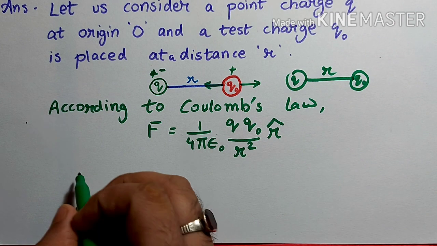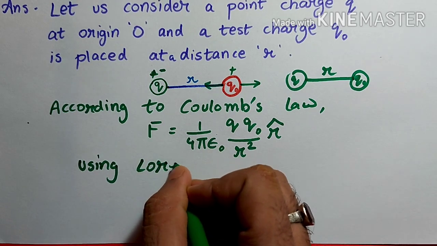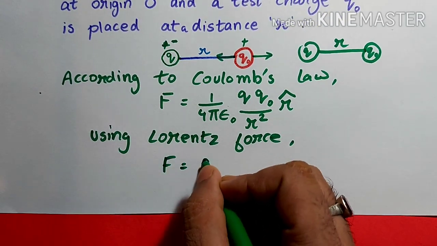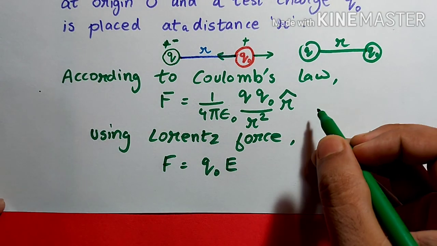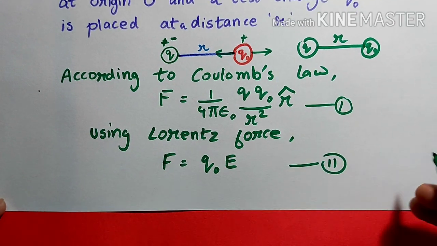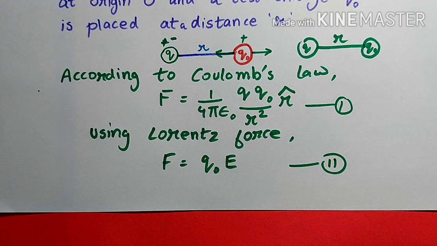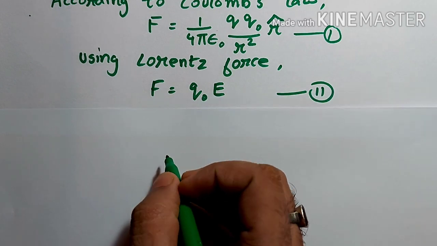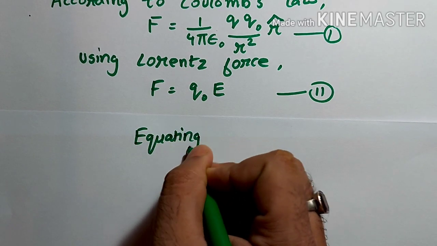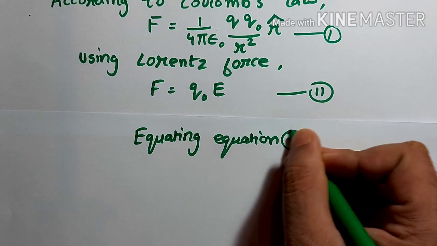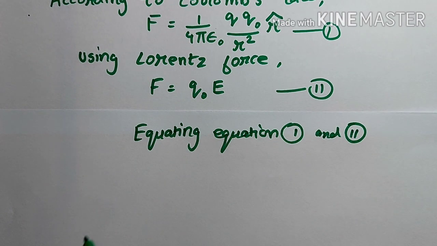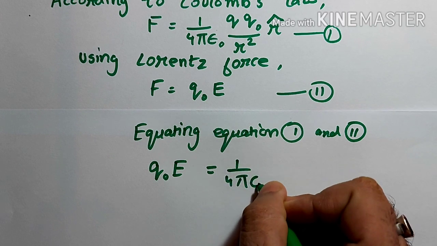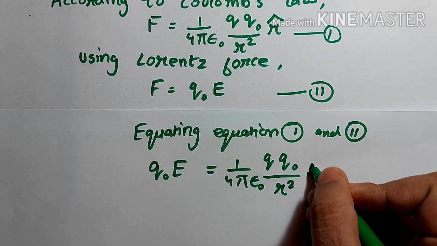Now, using Lorentz force, we know that F is equal to q naught E. If this is equation 1 and this is equation 2, then if I equate equation 1 and 2, I get q naught E is equal to 1 by 4 pi epsilon naught q q naught by r square into unit vector r.